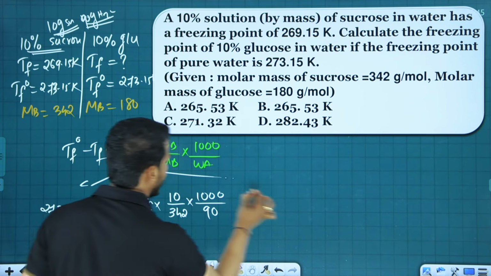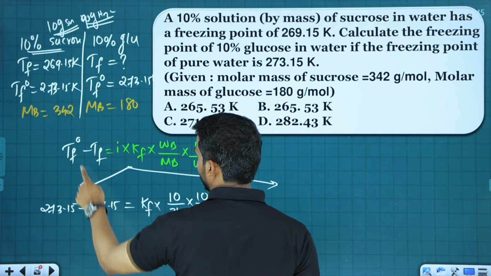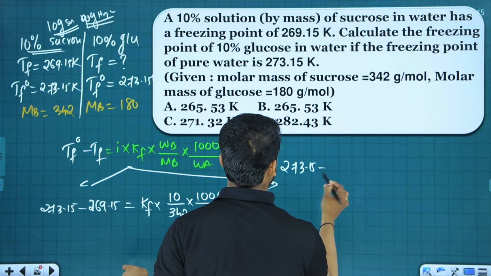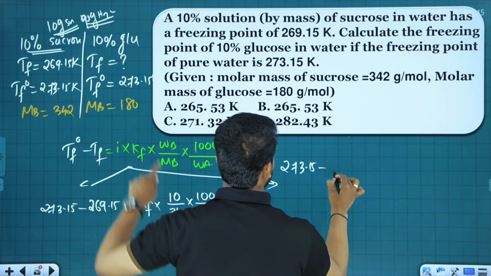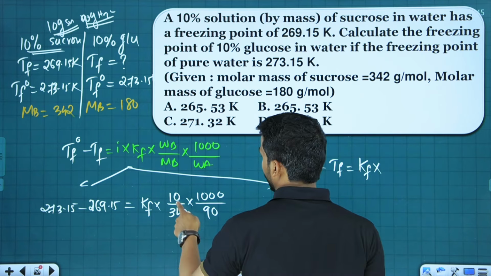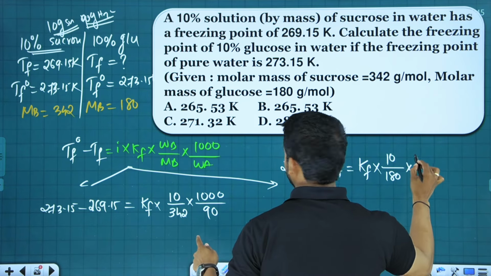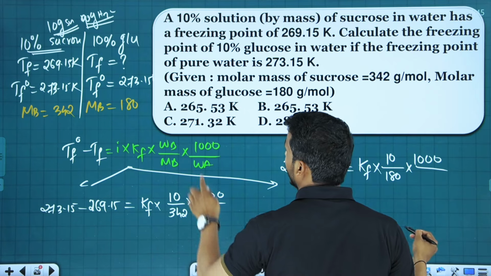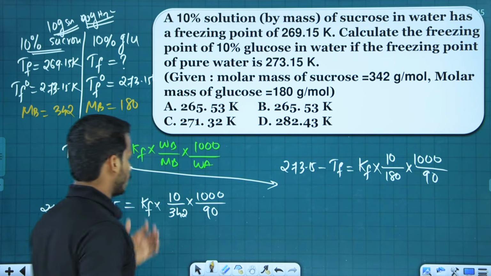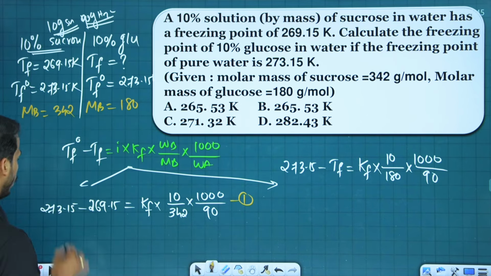What about the second solution, which is glucose? TF naught is the same, right? So 273.15 minus TF, which we are supposed to calculate, equals KF into 10 divided by its mass, 180, into 1000 divided by 90, because it is 10%, right? Take this as equation number 1 and equation number 2, and take the ratio.